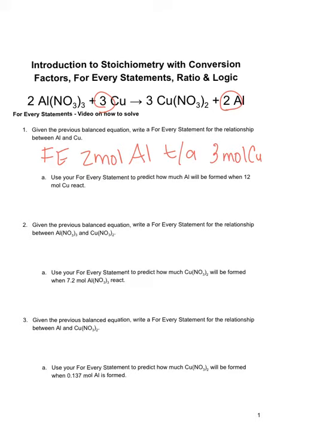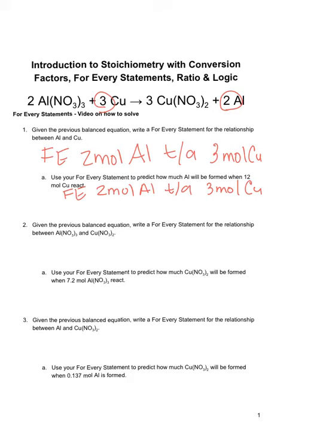Now I'm going to use that for every statement to solve the next problem. It says predict how much aluminum will be formed when 12 moles of copper react. So I'm going to recopy here my for every statement. All right, so that's my for every statement. This always comes from the balanced equation.